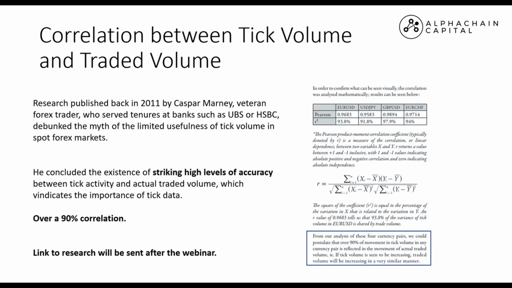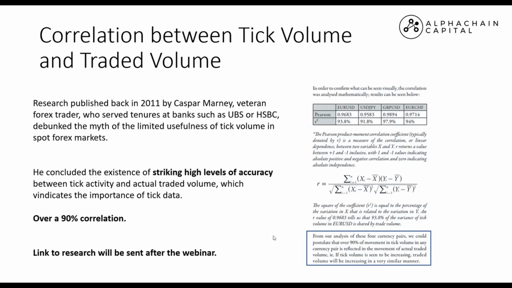So if we look on our right, you've got the 4 currency pairs there. You've got the correlation coefficients all above 90%. So that shows there's a 90% correlation between tick volume and actual traded volume, which is great, right? This is crazy that so many people don't actually look at volume and tick data in their trading.